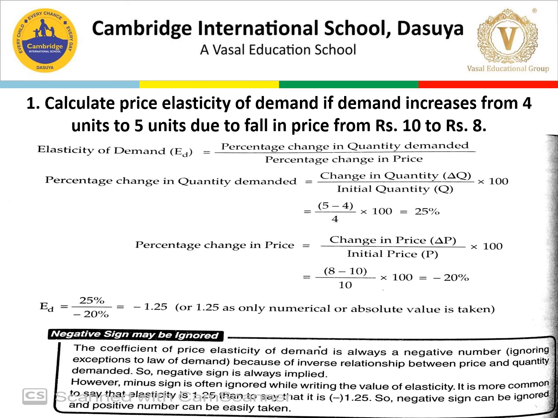Now here we can just take the absolute value. We are ignoring the sign here. So what is the reason for ignoring the sign? That is given in the note. So let's discuss this.